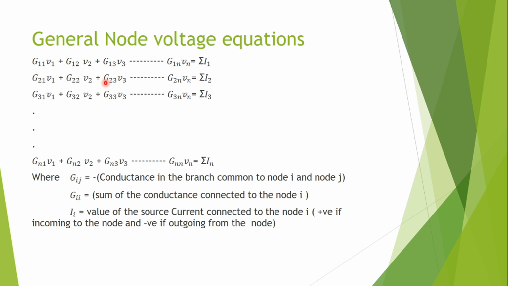And for every node, while writing a current expression in the passive element, I am considering the node for which I am writing a node voltage equation as a higher potential compared to other node voltages. So these two assumptions you need to make.